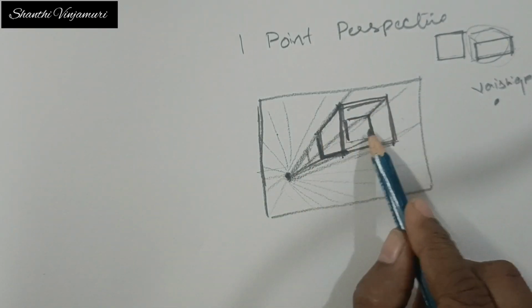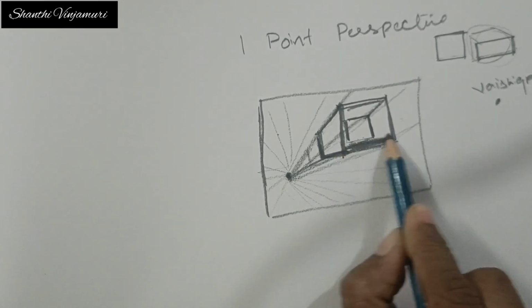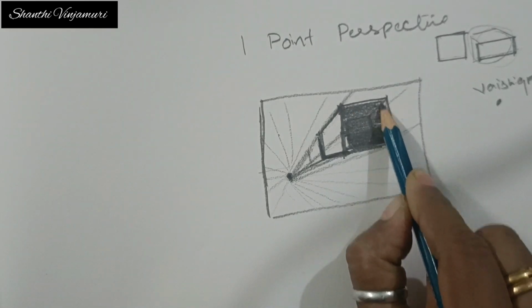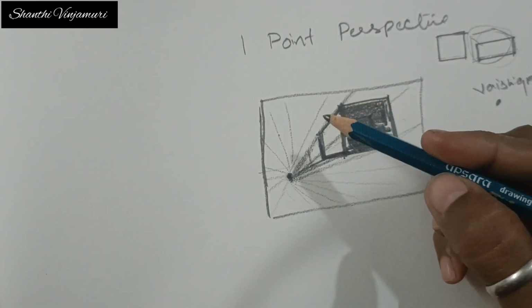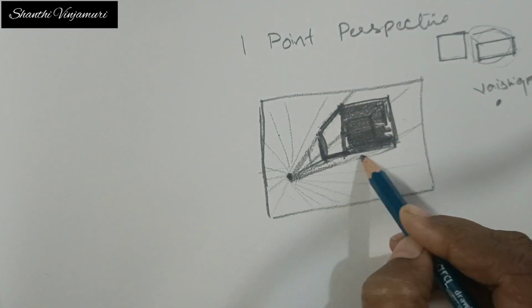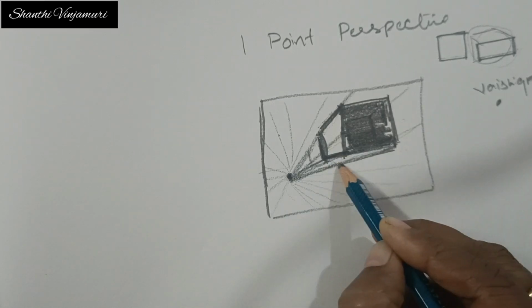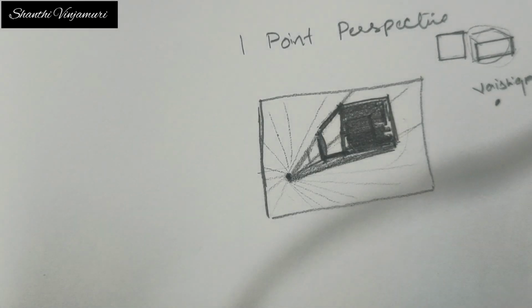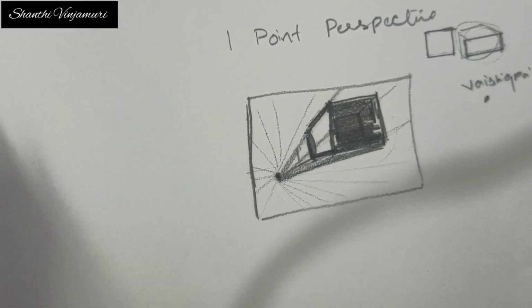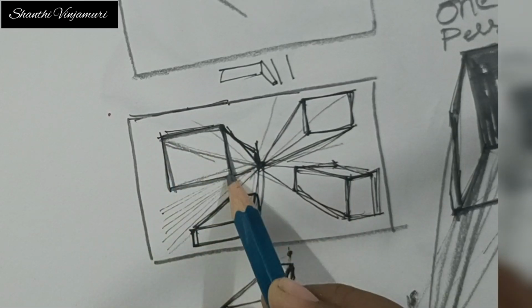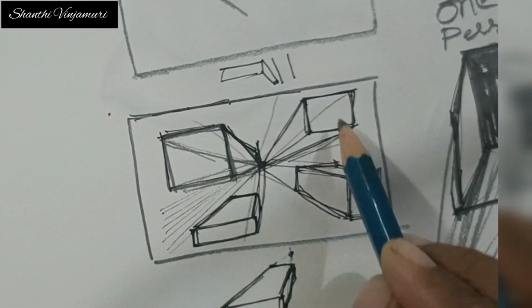Suppose it is not a hollow one, it is a block. Then if I do like this, you will get this. This is a simple way to draw perspective. Let's see how we can draw in the same way. If we draw a square, you get it like this.